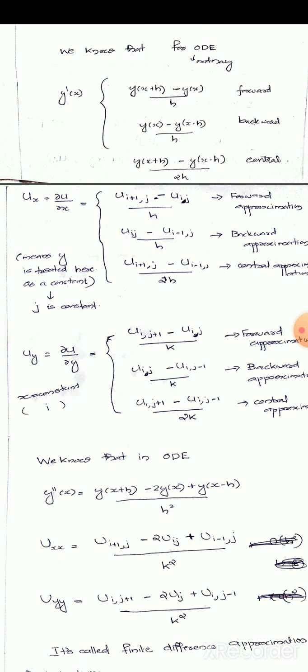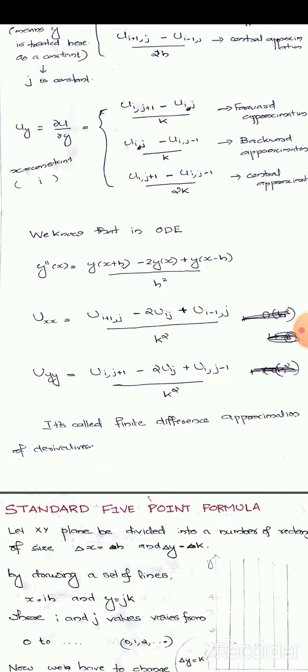When we consider ux, j is constant. When we consider uy, i is constant. So the comparison between ordinary differential equations and partial differential equations in finite difference form is shown without error terms. So it is called the finite difference approximation to derivatives.